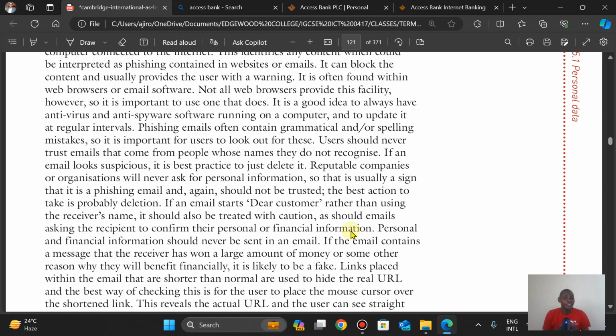So it should be treated with caution, as such emails asking the recipient to confirm their personal or financial information could be seen as phishing.